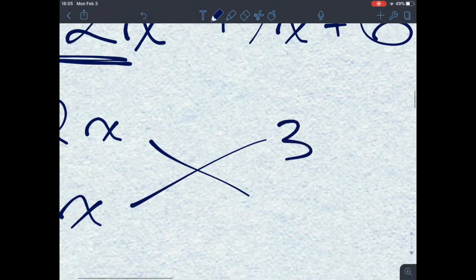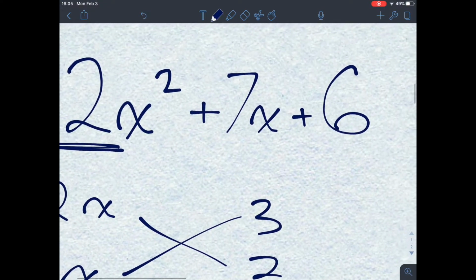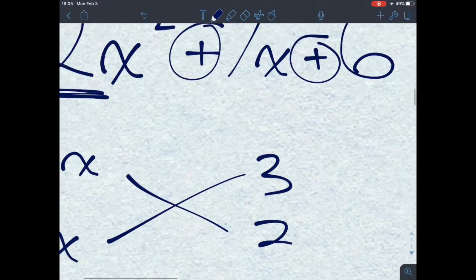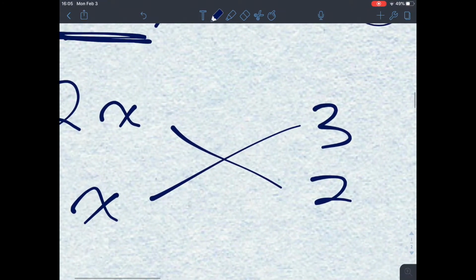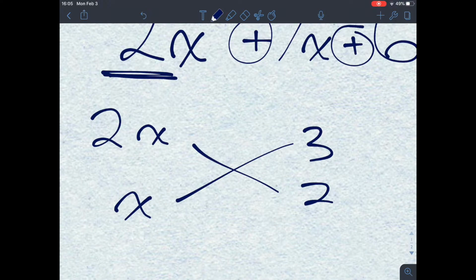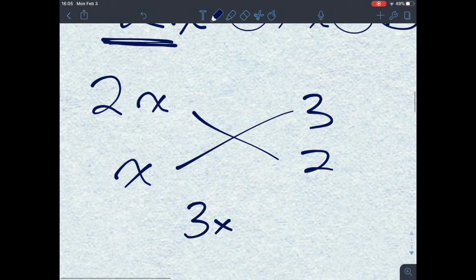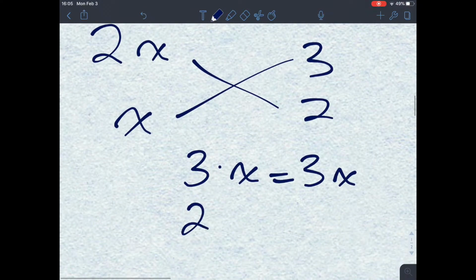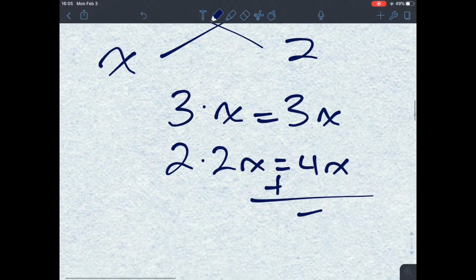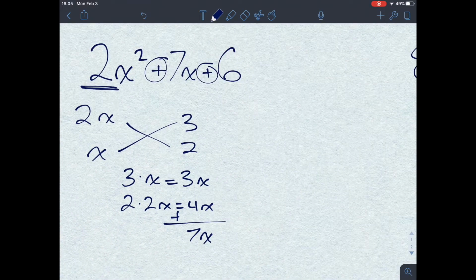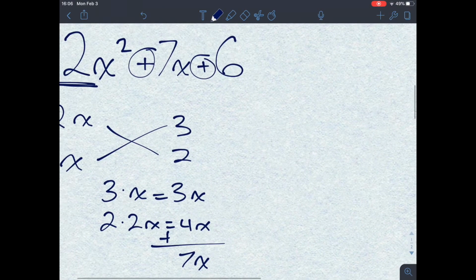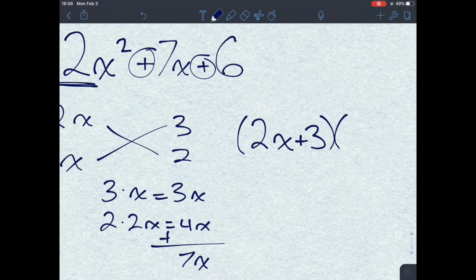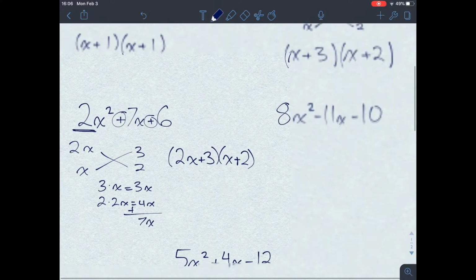3 and 2 do get 6. And again, you see here, these are both positive signs. So that means that everything is going to have to be positive in this. Let's see if this works. We are cross multiplying. So 3 times x, I'll do a dot here, is equal to 3x. 2 times 2x is equal to 4x. When you add them together, you get 7x. And that works because this is 7x here. So we would write as our answer 2x plus 3 times x plus 2. That would be our factored answer.